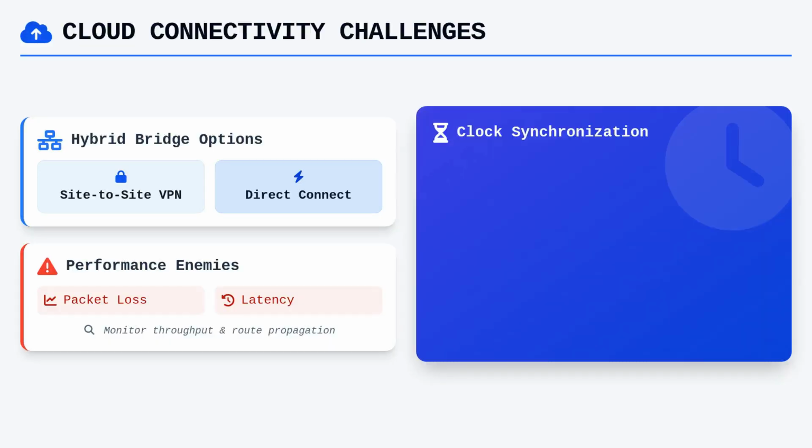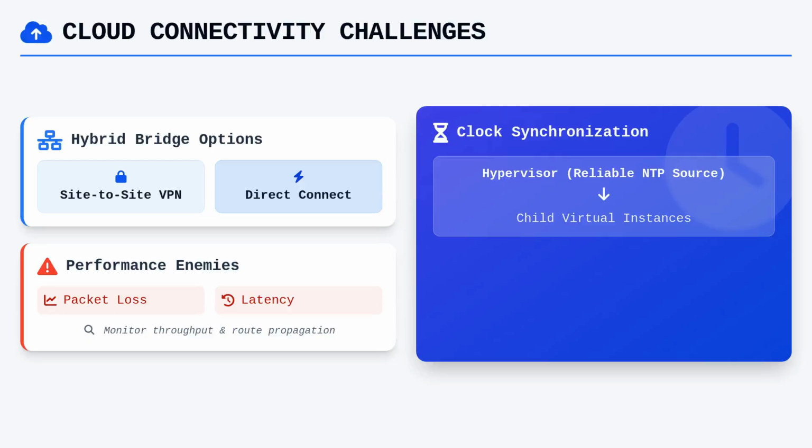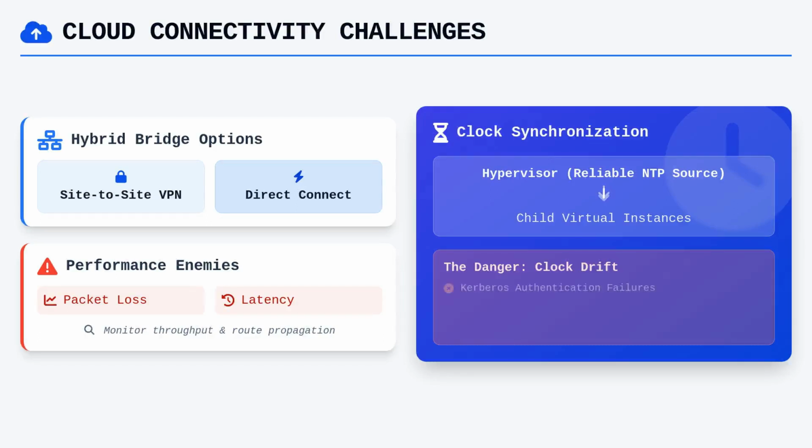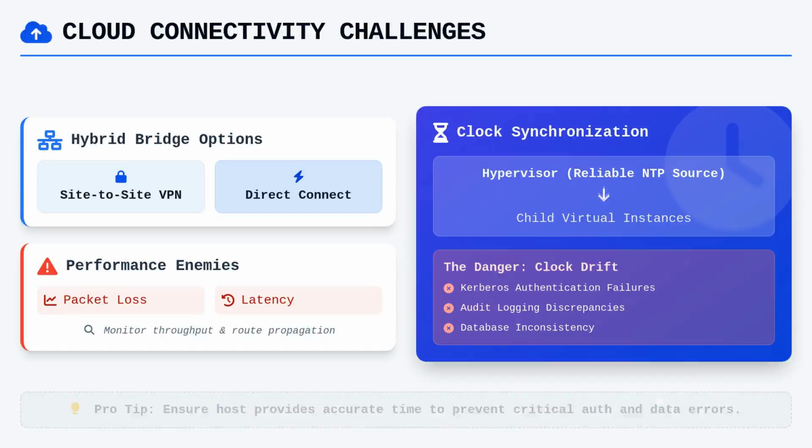Clock synchronization is another subtle but critical factor. Virtual machines are notorious for experiencing clock drift when the hypervisor fails to present an accurate time source. This drift can cause issues with Kerberos authentication, audit logging, and database consistency, so always configure the host to act as a reliable NTP source for its child virtual instances.